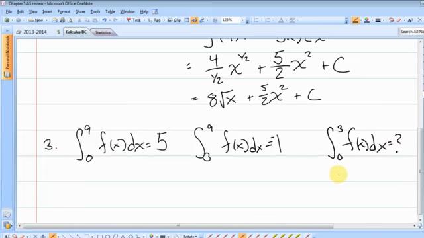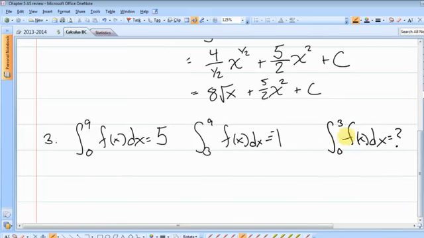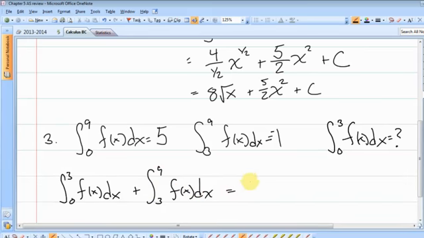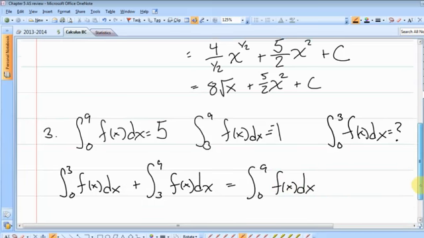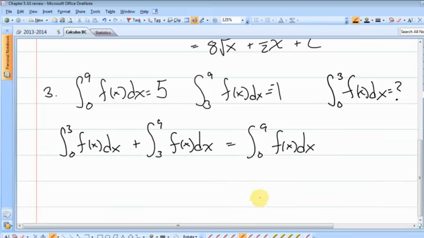The idea here is to turn this into some kind of an equation, some kind of an equality. So it looks to me that if you add these two quantities together, you should get this quantity. Or to be more exact, integral from 0 to 3 of f of x plus integral from 3 to 9 of f of x is equal to the integral from 0 to 9 of f of x dx. And I think you can think of that as the area addition rule. You're taking this area plus this area equals the big area.